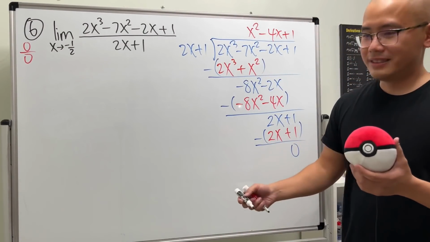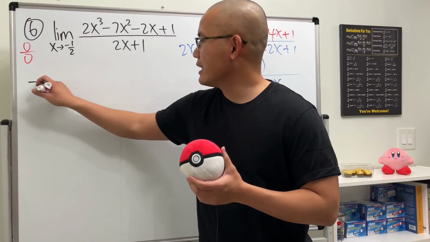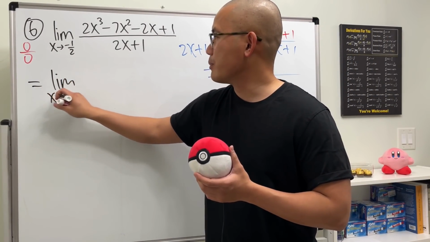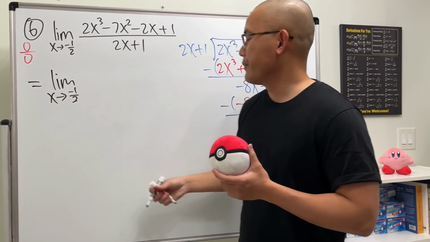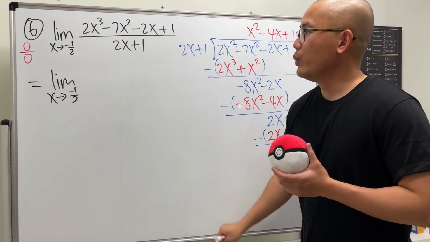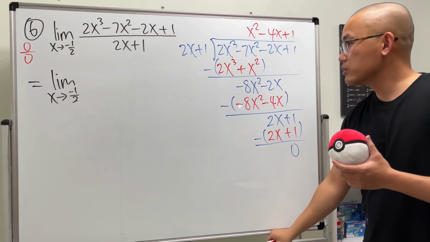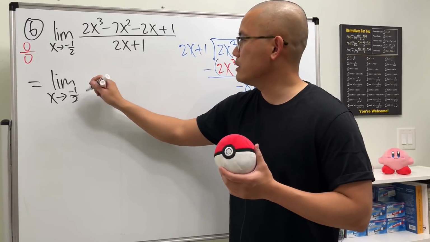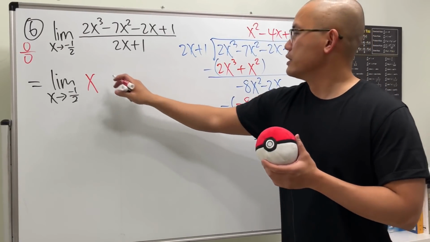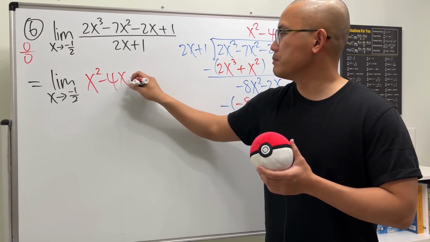All right, so what does this mean? This means that we are going to get the limit as x approaching negative 1/2. After we divide this and that, we will get this. Then there's no remainder. So we just have to put this down right here, which is x squared minus 4x plus 1.